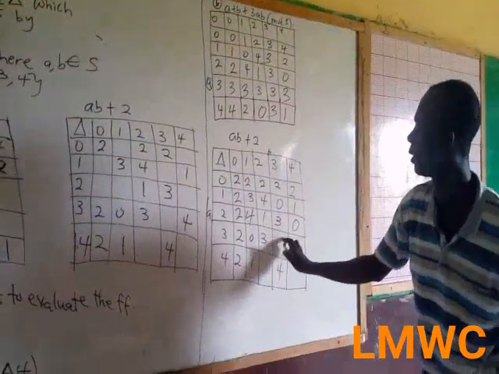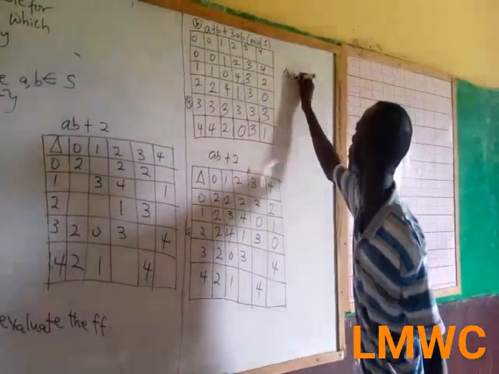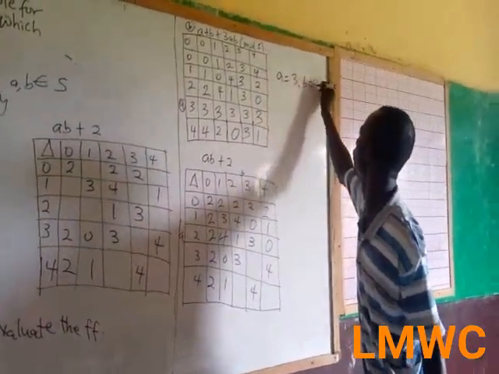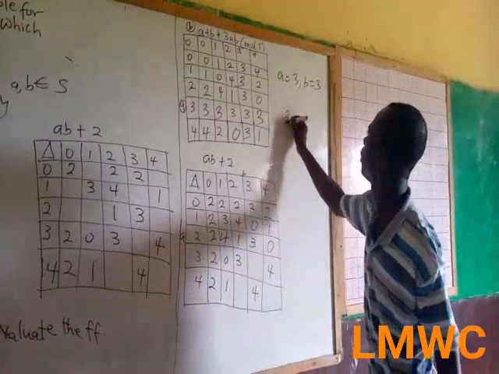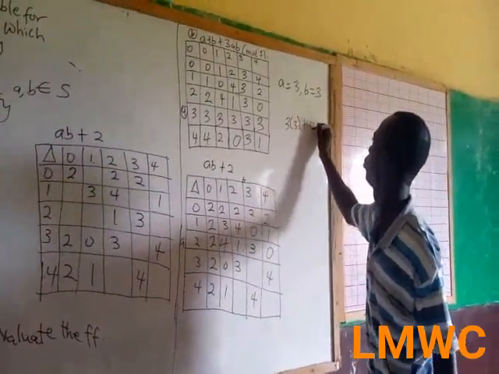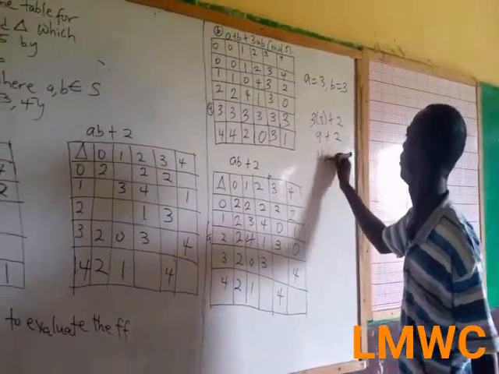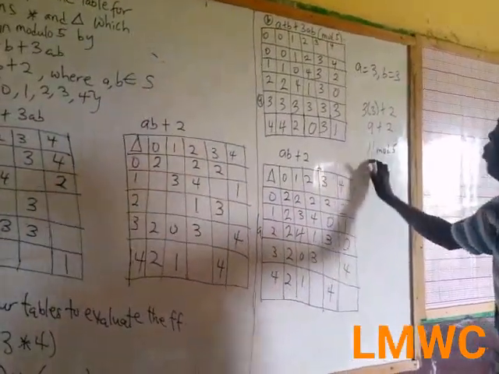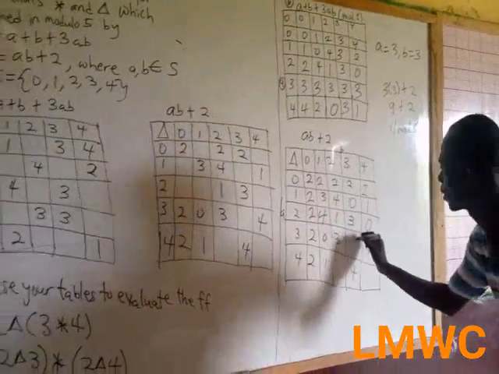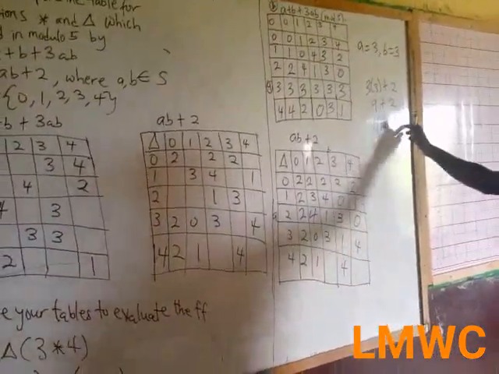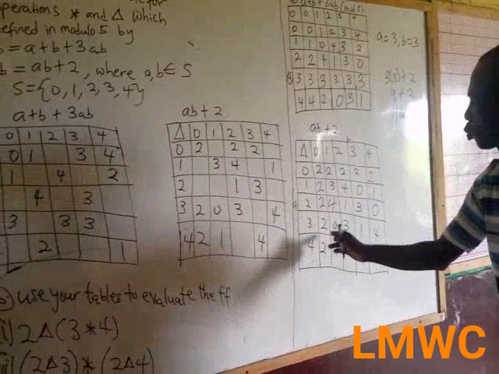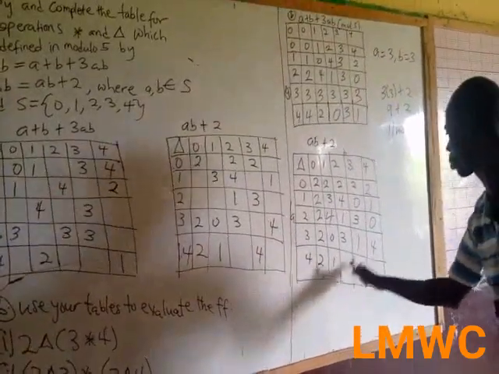Now, let us work this one out. A is 3 and B is what? 3. It becomes 3, 3 plus 2. 3 times 3 is 9 plus 2. We have 11 mod 5. And 5 goes into 11, 2, remainder 1. Because 2 times 5 is 10. So 4, 2, 1.